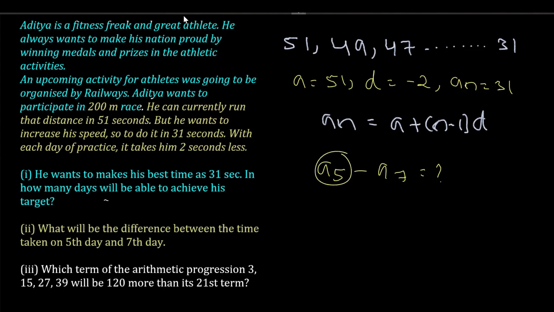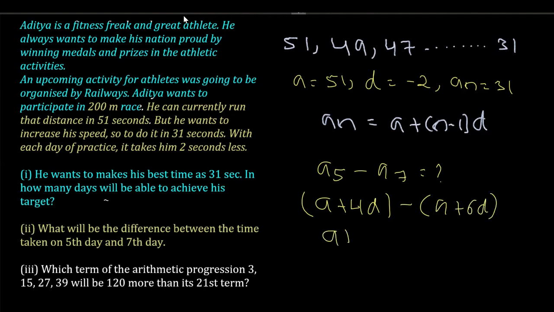So I can replace a5, placing n as 5 over here. What we are getting? A plus 4d, and minus the 7th term, replacing this n here as 7, we will get a plus 6d, a plus 6 times d. So if I open this bracket, this is a plus 4d minus a minus 6d, right? I can see that if I open this bracket here, a and a get cancelled. That comes out to be minus d.